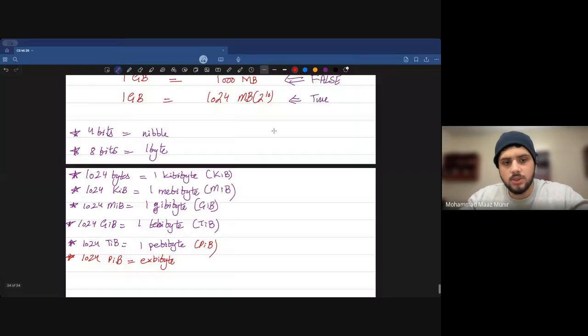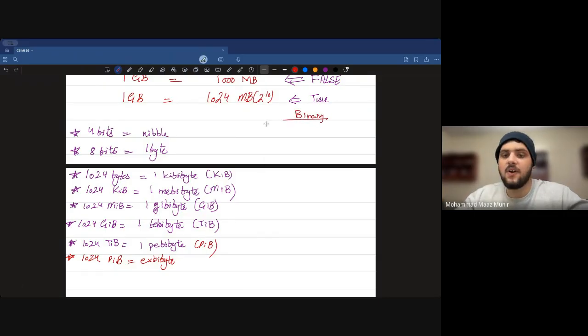So 1000 petabytes is basically going to be equal to 1 exabyte. And just like that, if I have 1024 PiB, and I want to equate it, it's going to be basically 1 EiB. And now if I have to write this in terms of binary, I guess I have seen this kind of question.